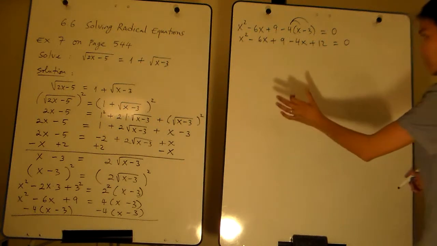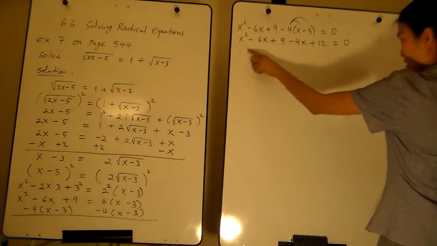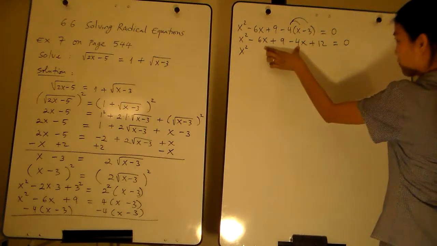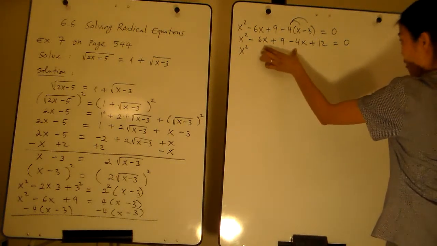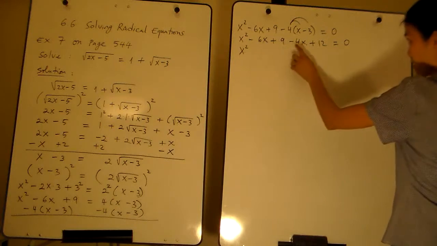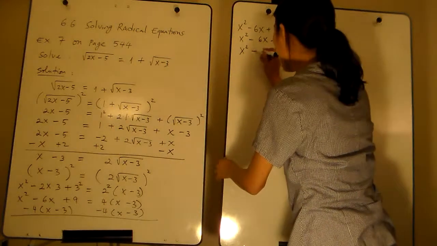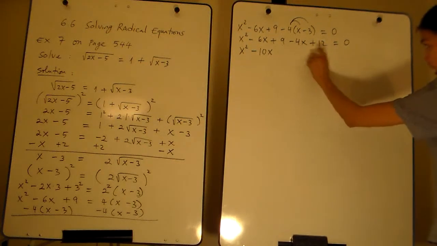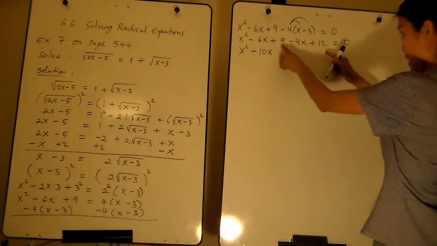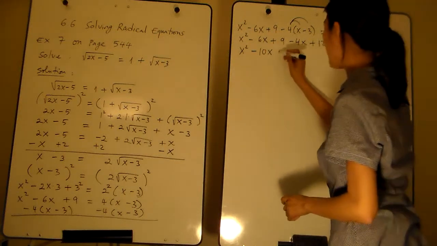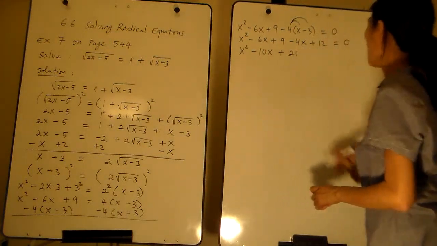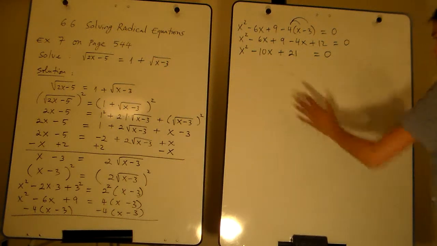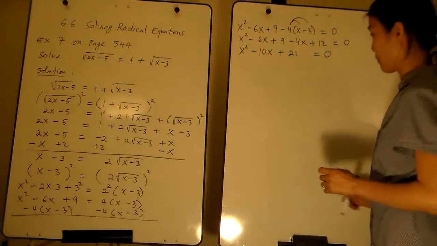Now, combine like terms. x squared is the only term, so you're just rewriting this as x squared. Negative 6x you can simplify with negative 4x because they are like terms. So negative 6x subtract 4x is negative 10x, okay? And then 9 and 12 are like terms. You can combine them as 9 plus 12 is 21, equal to 0. This is a trinomial, so we're going to factor this trinomial.